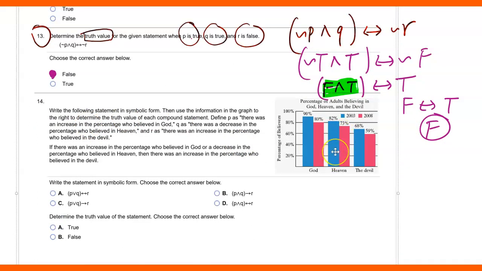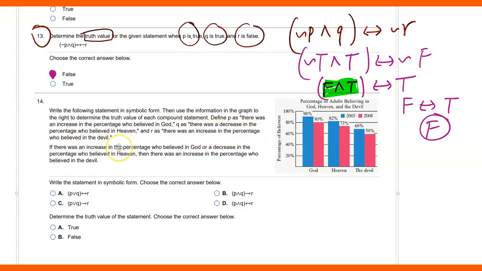Number 14. And here's the chart. This question is based on the chart. Define P as there was an increase in the percentage who believe in God. Q is there was a decrease in percentage who believe in heaven. R is there was an increase in percentage who believe in devil.